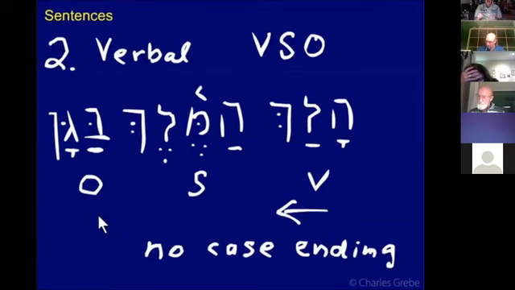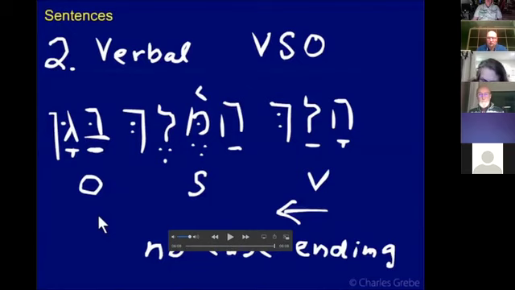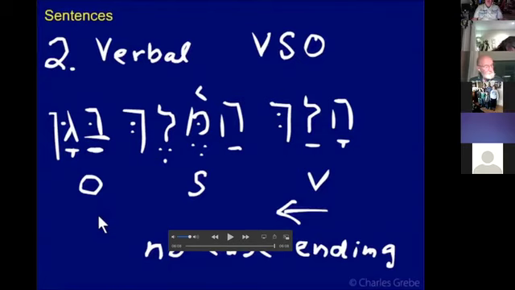The cat ate the mouse. The cat is the subject. Ate is the personal form of the verb, and the mouse is what has been eaten. Okay? Any questions about this section? It's very straightforward. Two kinds of sentences, the nominal and the verbal, and in the verbal sentence you have a verb. That's why it's called verbal. I think you already understood that. Okay.